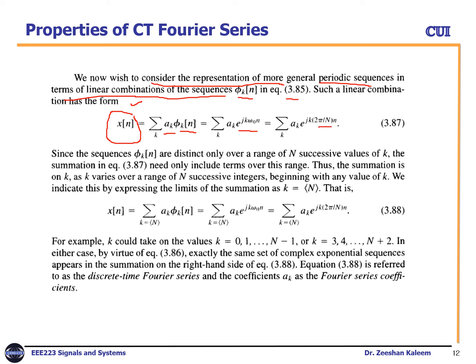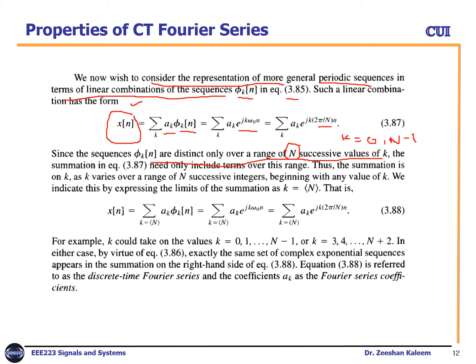right? Since the sequences are distinct only over a range of N successive values of k, we have already studied that because this is a discrete time signal and it repeats after N period, and if you repeat after N period, the sequences will be the same, right? So the only difference is between the sequences from k equals 0 to N minus 1, for example, so the sequences are different. But if you repeat again after N period, the sequences will be the same. So instead of infinity, we have only N sequences here.